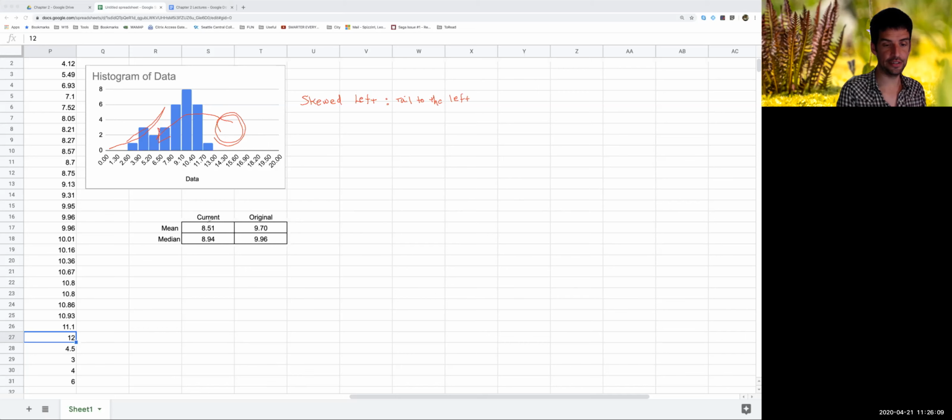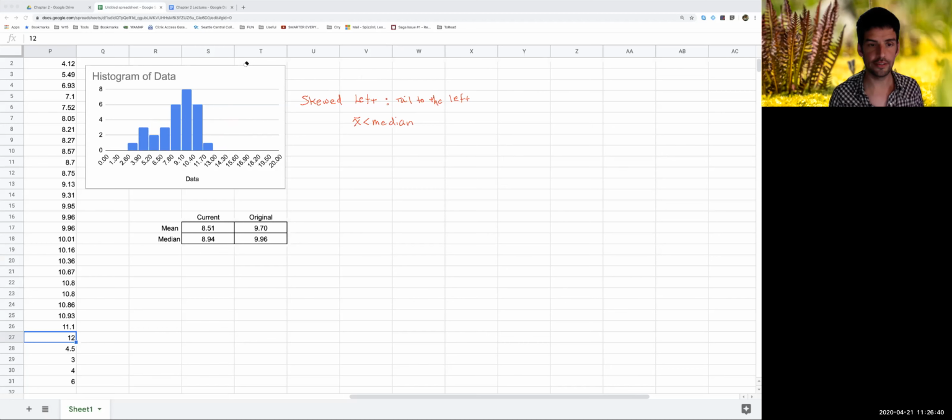The other thing to notice is that when we have data that's skewed left, we're typically going to see the mean, so I'll use X bar, the mean is less than the median. Okay. So far, so good.